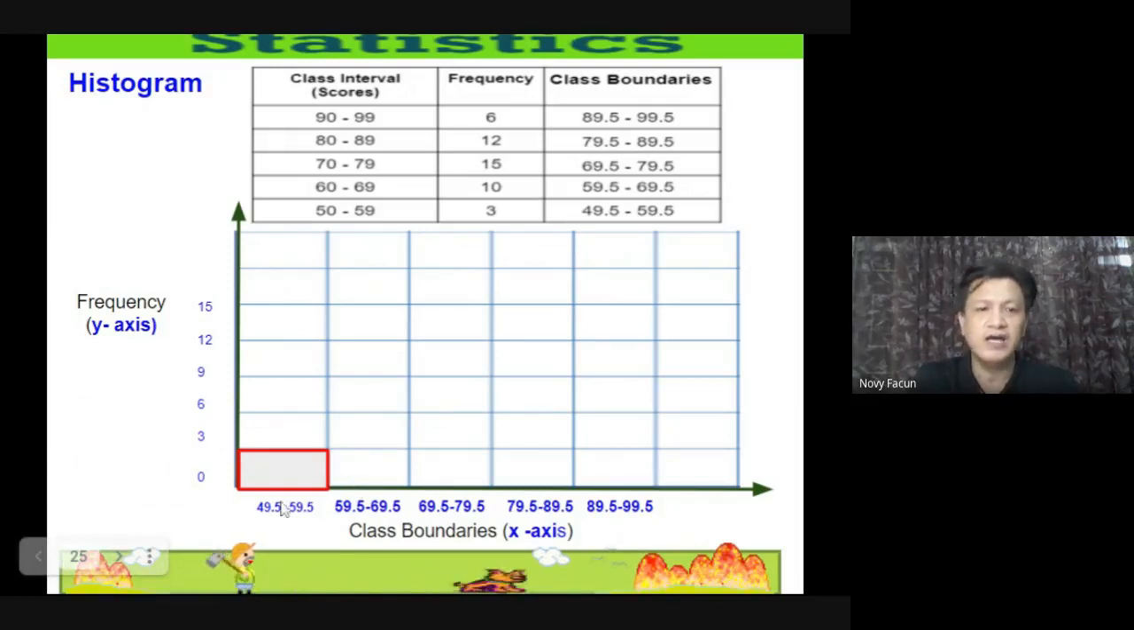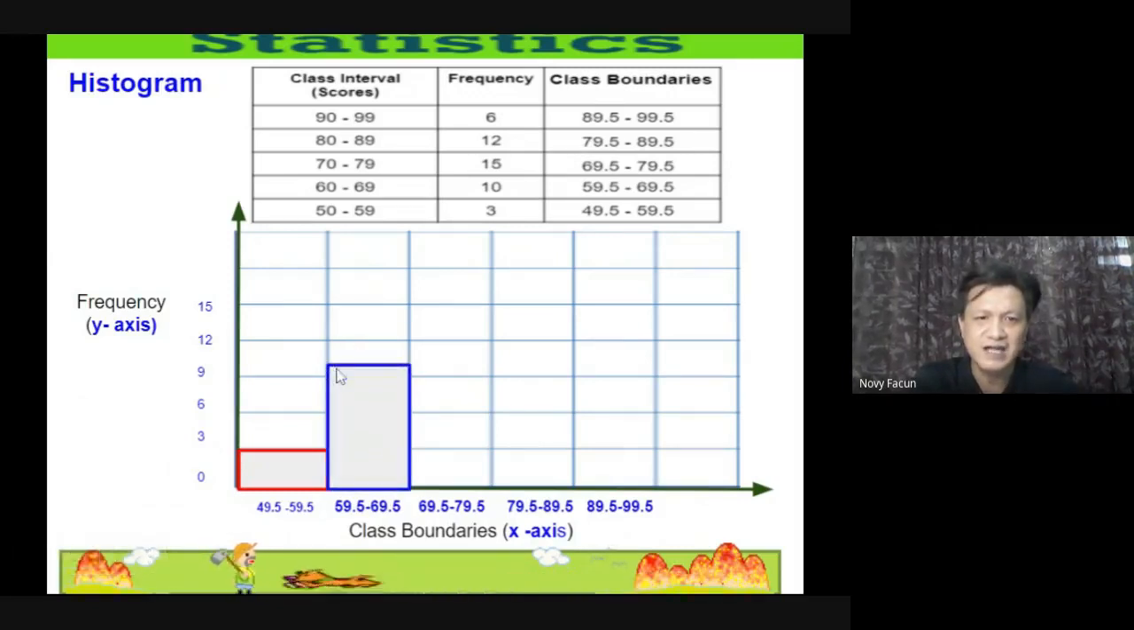width. Okay, so ibig sabihin niyan, 49.5 to 59.5, there are 3. Di ba? Tatlo yung frequency niya, kaya yung taas niya hanggang 3. Then, dito naman sa 59.5 to 69.5, ilan yung frequency niya? 10. Ibig sabihin yung taas niya hanggang 10. Nandito siya. Ibig sabihin, more than 9 siya.